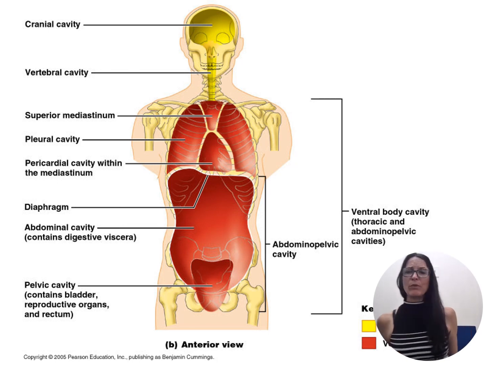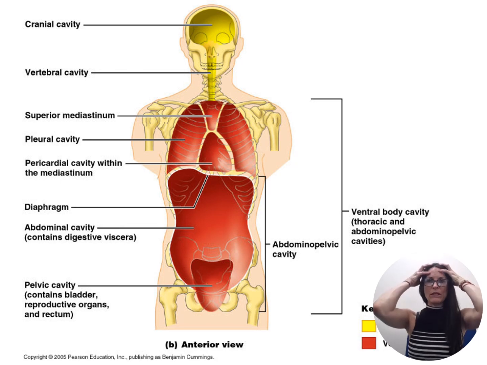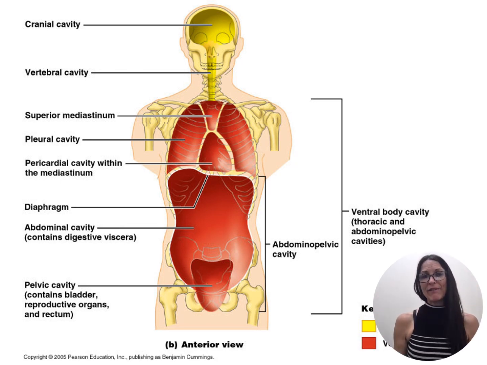So we start typically with cavities. This figure is showing you the different cavities, and sometimes we lump certain cavities together for ease, rather than separating them all out. So the head, basically your brain case, is the cranial cavity. So it's all the bones that are holding in your brain. And then you have your vertebral cavity, which is essentially your spine. And then you have your pleural cavity, which is your lungs. And anytime you see pleural, it's always going to be associated with your lungs, like pleurisy, which is inflammation of the lining of the lungs.